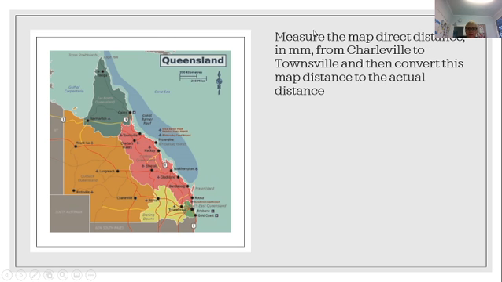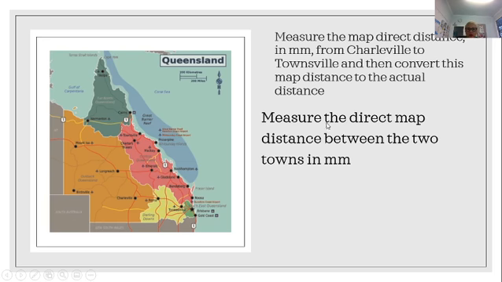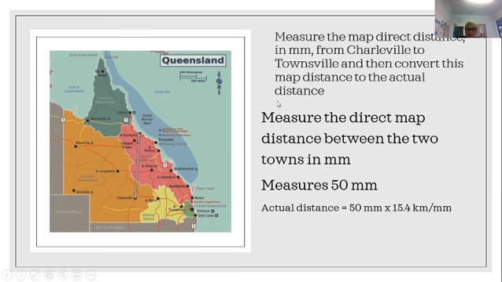All right. The next question says, measure the map's direct distance in millimeters from Charleville to Townsville and then convert this map distance to the actual distance. So we measure the direct map distance between the two. There you go. And we get 50 millimeters. Now already we know what to times it by because we've worked that out previously. So the actual distance is 50 millimeters times 15.4 kilometers, because remember we did that before, and we get 770 kilometers. So the distance is 770 kilometers.